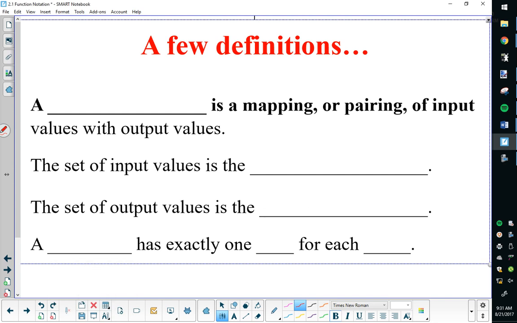Okay, so a relation is a mapping or a pairing. First of all, I don't like definitions. We're not going to do very many definitions. This is probably the most formal we'll ever get. Normally it's just a general idea, and that's what we're trying to get here. A relation is a mapping or a pairing of input values with output values.